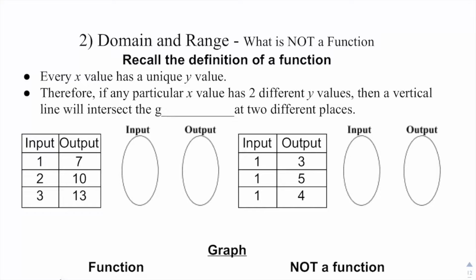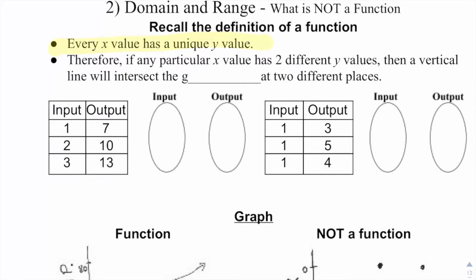Let's recall what the definition of a function is. Every x value has a unique y value, or in other words, for every x value there is only one y value, or one f of x value, or one output. So we're going to come back and explore this here in just a second. Let's come down here and take a peek at some stuff.